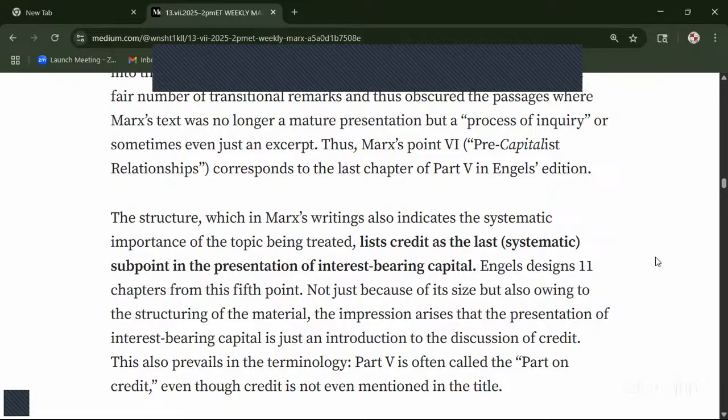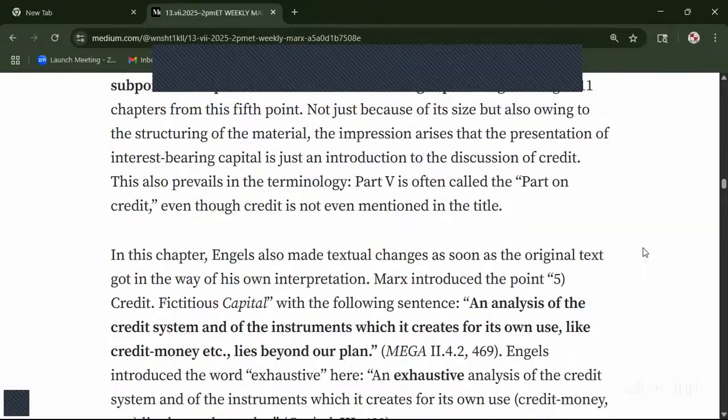Engels designs 11 chapters from this 5th point, not just because of its size, but also owing to the structuring of the material. The impression arises that the presentation of interest-bearing capital is just an introduction to the discussion of credit. This also prevails in the terminology. Part 5 is also often called the part on credit, even though credit is not even mentioned in the title.